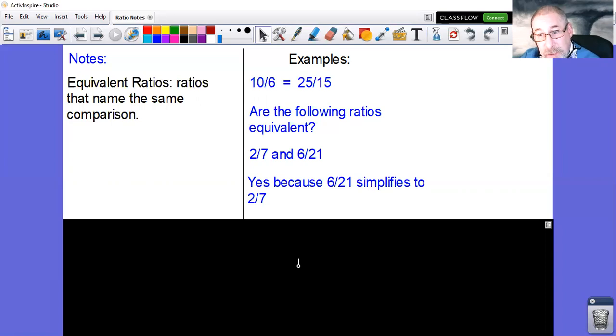So let's take a look. 2/7 and 6 over 21. Are they equivalent? Yes, because if we simplify 6 over 21, we divide the 3 out from both the top and the bottom, we will end up with 2/7. So yes, those are equivalent ratios.